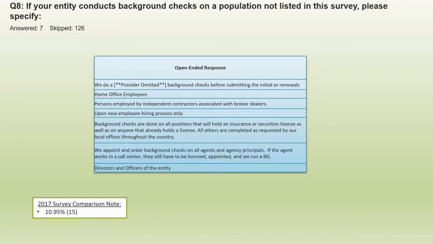I think what's also notable is that we only had 7 fill in these optional text fields versus 15 in 2017. Again, we try to take this information and build that in to make the survey better when we do it in subsequent years.